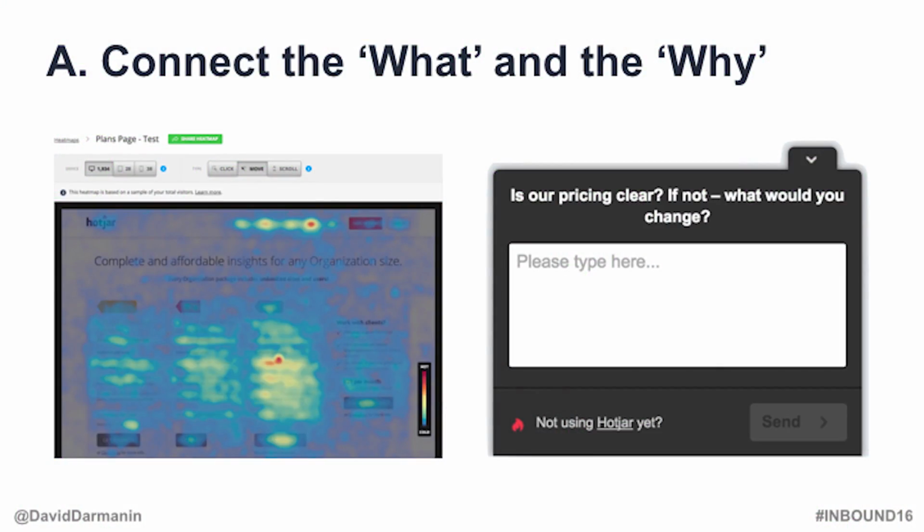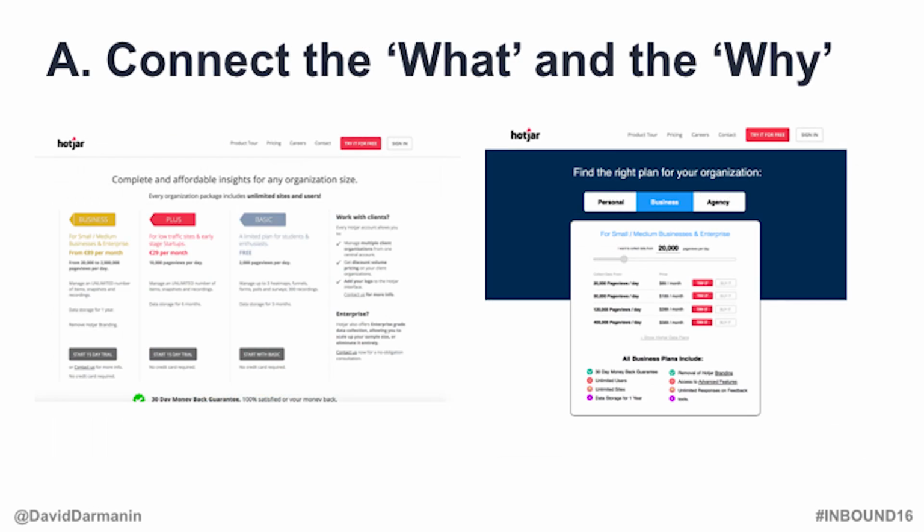So this is where you ask a question. So is our pricing clear? Is there anything we should change? If you're seeing them interact with a very specific piece of the page, maybe ask a question focused on that part, right? So experiment with the questions.